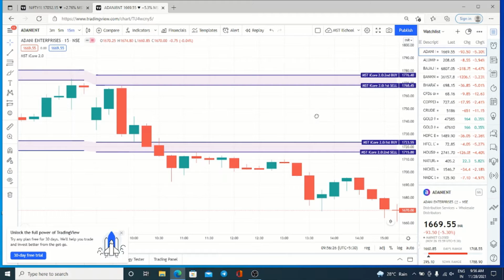Now what you have to do is wait to see whether the market reaches this side or this side first. The market has opened here. Either it reaches here first or here first. Whichever side it reaches, that side only we have to trade.